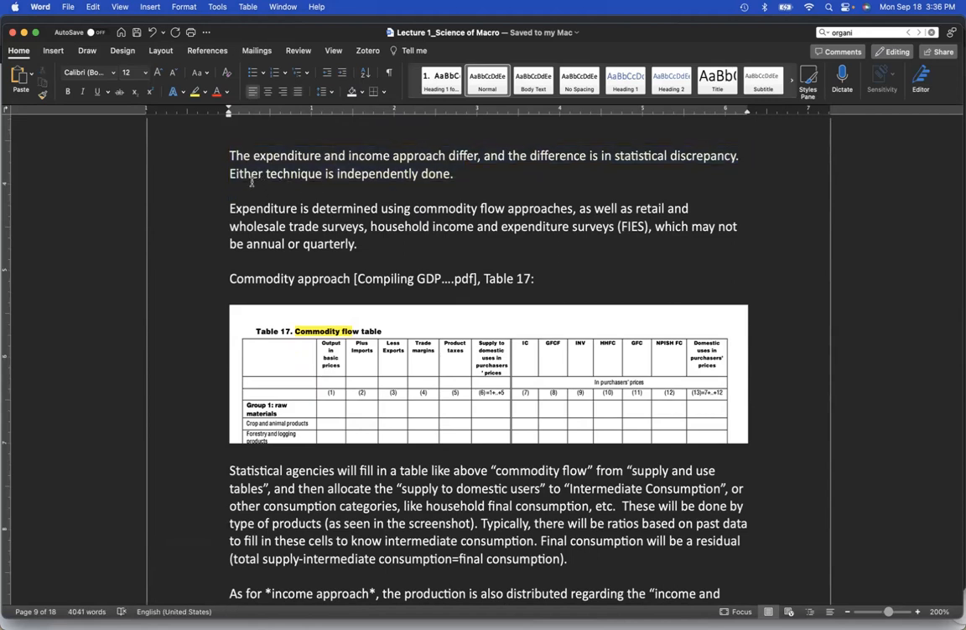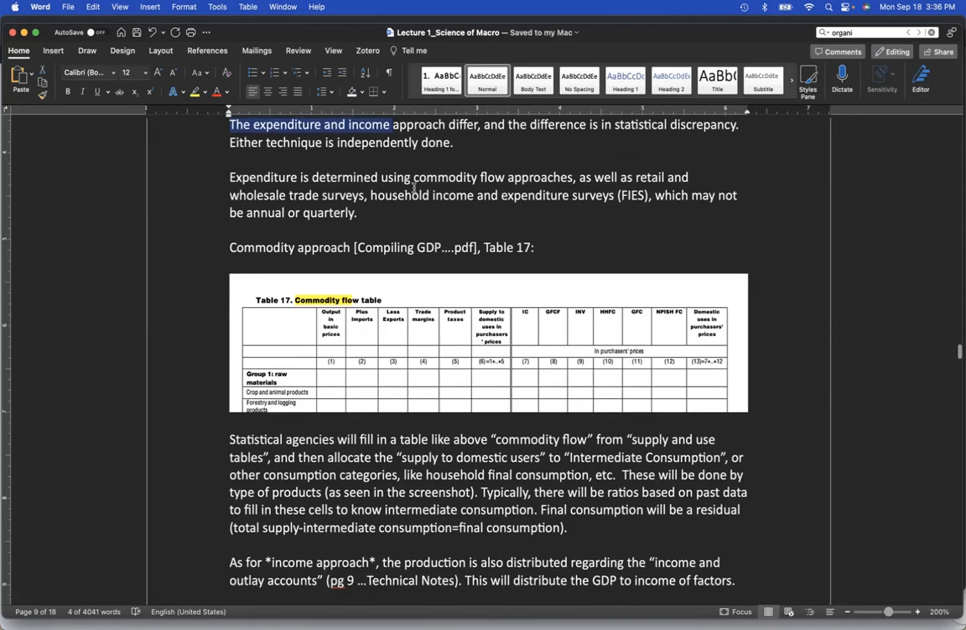So meron tayong production approach, right? We said, how do you know what GDP is? GDP is now the sum of gross value added for the formal and the informal, and then you're sort of averaging the GVAs, but you're adding all of that, right? So how do you know then the expenditure and income approach?